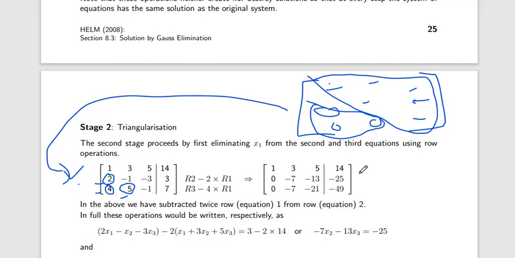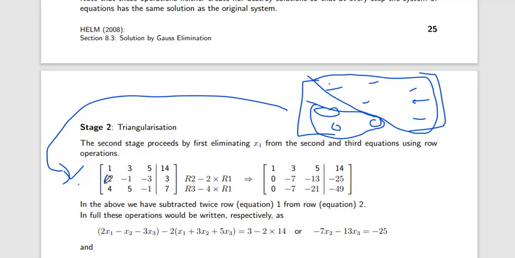Then we simply go to stage 3, the process of back substitution. After back substitution we will get the answers for x1, x2 and x3. So how do we get these values as 0? We only use row operations, not column operations. Column operations are not possible in the Gauss elimination method.